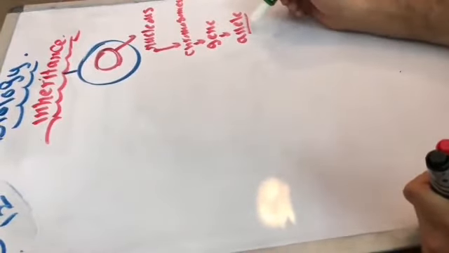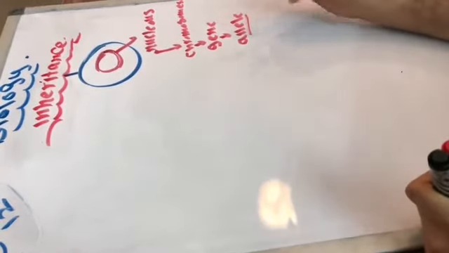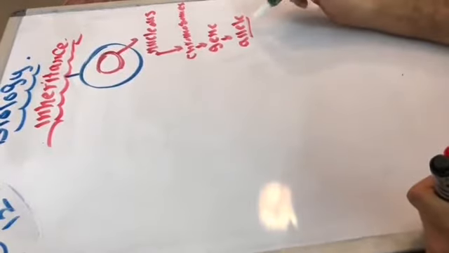And genes have more forms. You can say alternative forms that produce alleles.